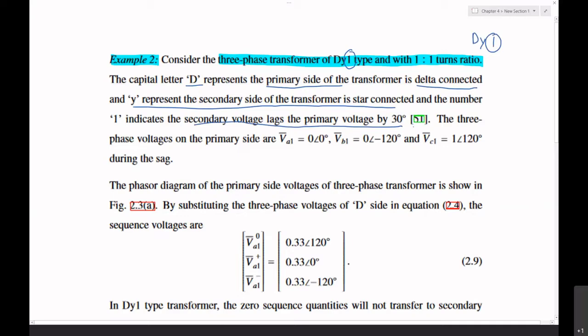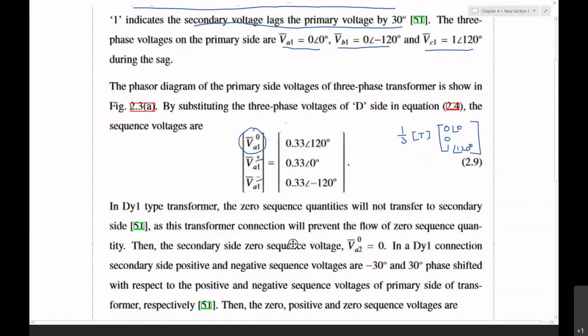On the primary side, we have VA1 zero, VA1 positive, VA1 negative. These are the voltages. The type of transformer which we have selected is the Dy1.